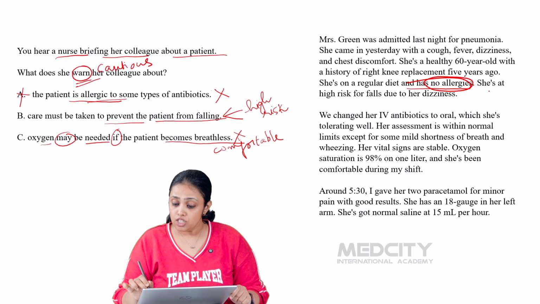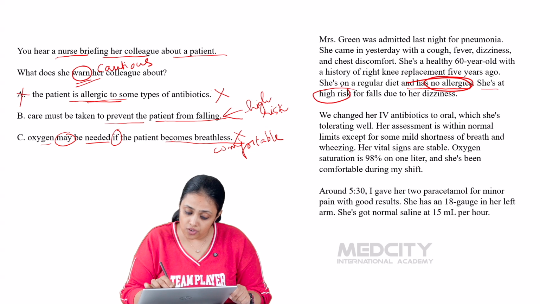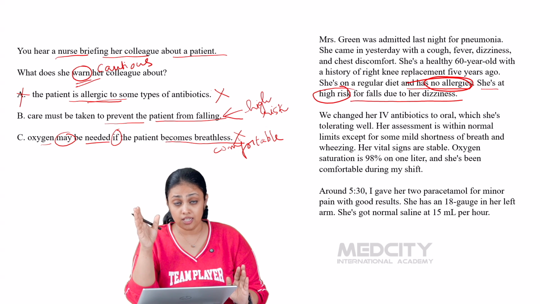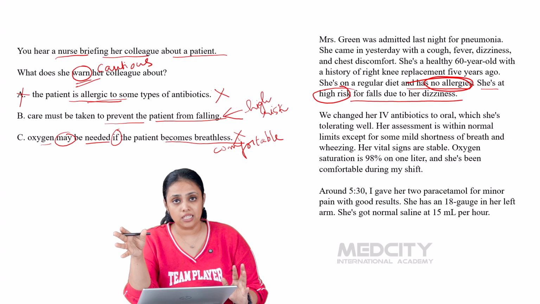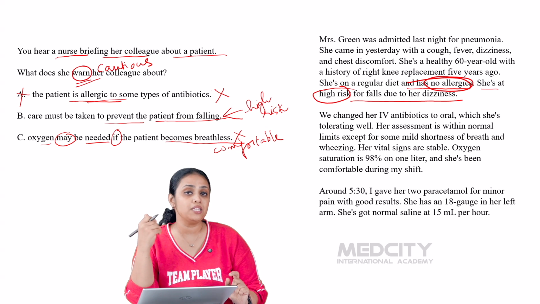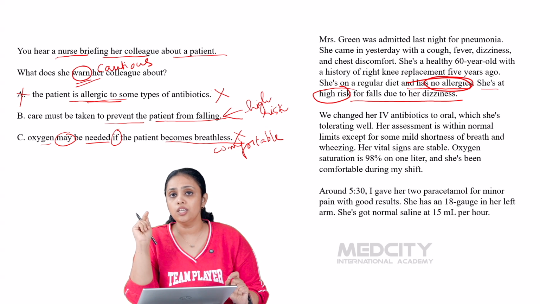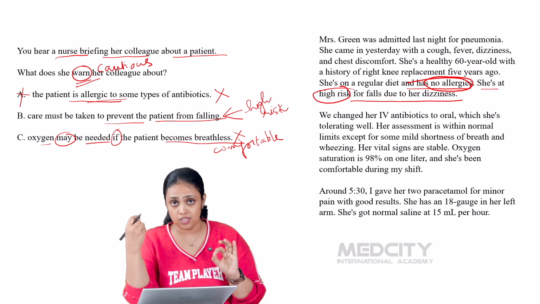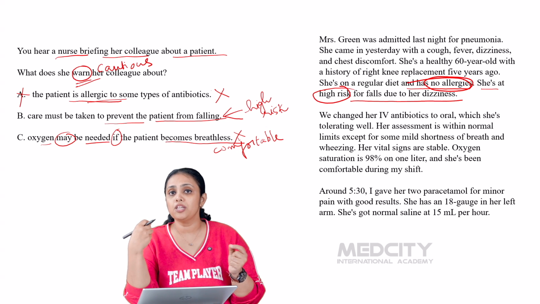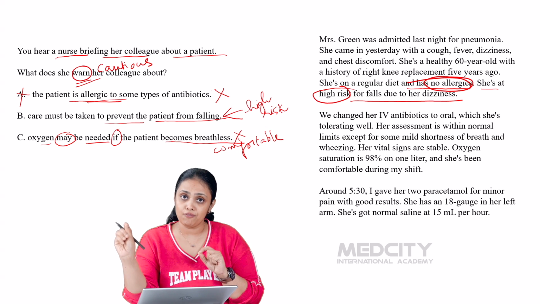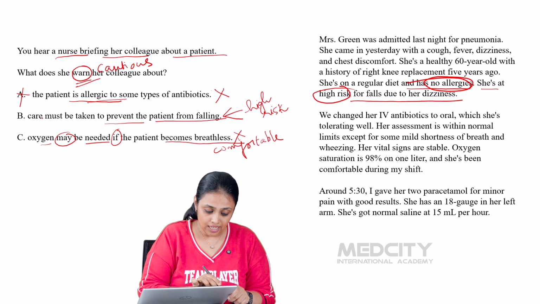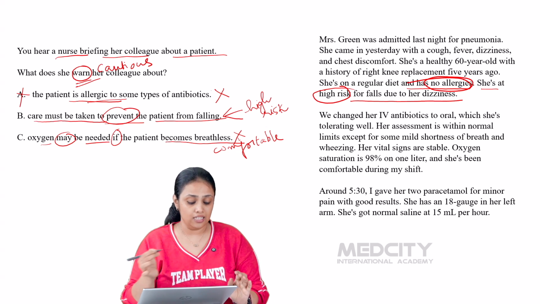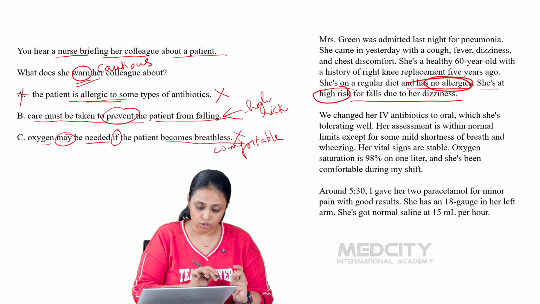Then what's the next thing? She is at high risk for falls due to her dizziness. If you are telling the colleague that she's at high risk for falls, there's a high possibility for the patient to have a fall, which means that is a warning. You are alerting your colleague to be careful or mindful regarding that aspect of the patient. Because of this dizziness, there is a high chance that the patient might fall, so you should be careful. That is the warning, and for that reason, care must be taken to prevent the patient from falling. That is the answer. Now let's put that on hold.